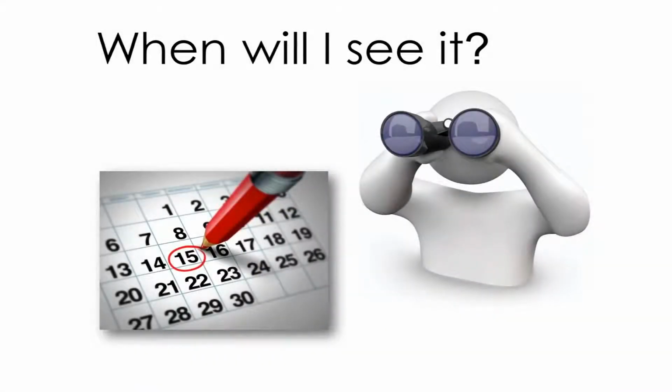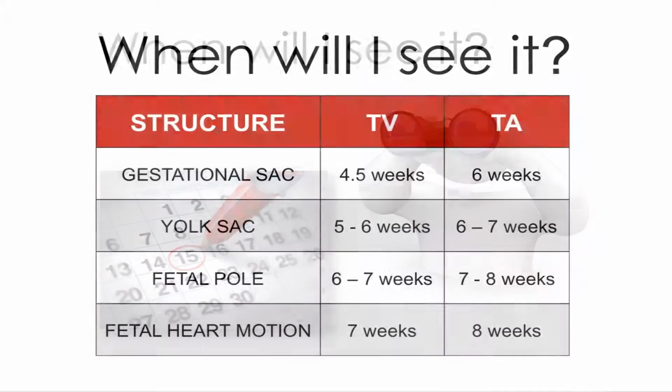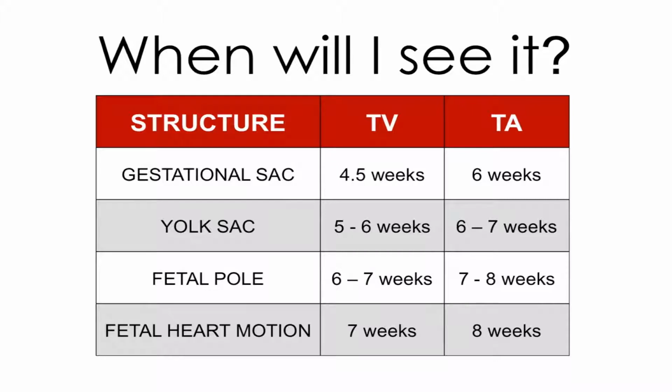Let's review when each of these structures will be seen during gestation of a normal pregnancy. This table shows when the four findings of normal intrauterine pregnancies will be seen by transvaginal and transabdominal ultrasound. As noted earlier in the module, these findings are seen about 10 days earlier by the transvaginal approach.